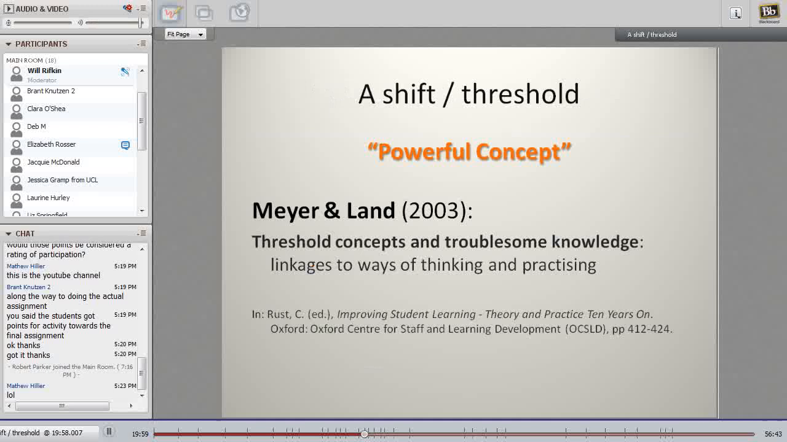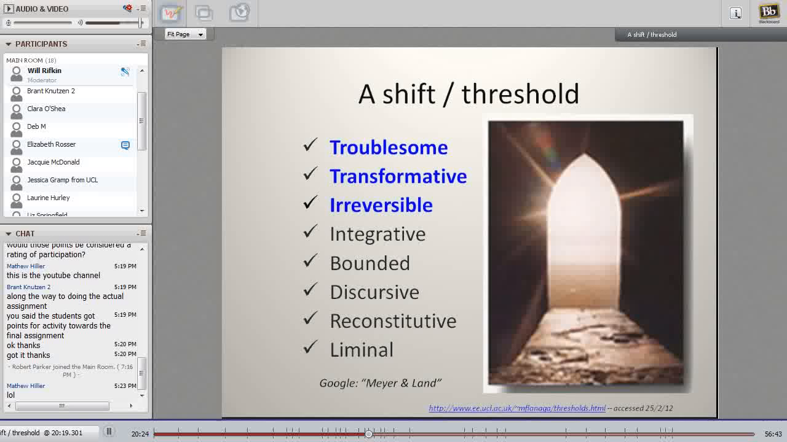So I'm sensing, given the amount of work that we academics do with information and communication technology and how little we ask students to submit that exploit that medium, there may be a threshold concept involved, which Meyer and Land have defined as a powerful concept. And these are the criteria they use to list it. It's troublesome. It's transformative. Once you gain an understanding of that concept, you don't go back. It's irreversible. You see things in a different way. It's integrative, bounded, discursively constituted.